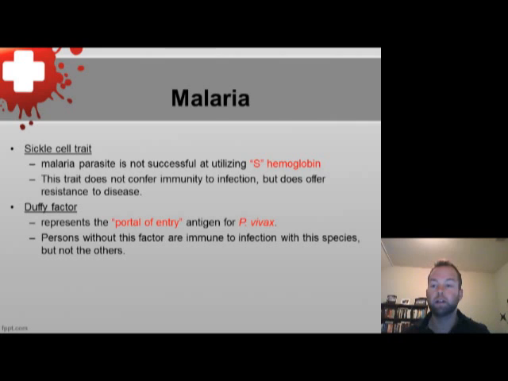Duffy factor, however, does offer some immunity to malaria, specifically Plasmodium vivax, and this is provided by an individual's lack of Duffy factor. The Duffy factor is an antigen on red blood cells that the merozoite uses as a portal of entry to infect red blood cells. If you simply don't have the Duffy factor antigen on your red blood cells, then you are immune to Plasmodium vivax.